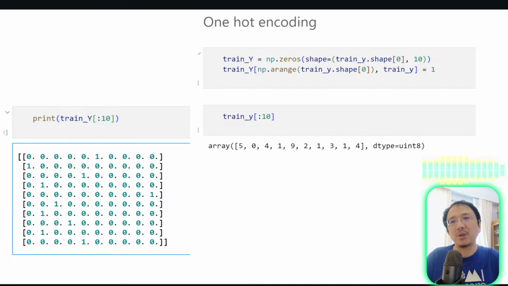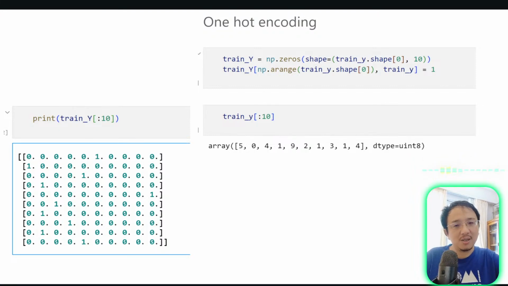So what is one-hot encoding? Every digit does not have a numerical meaning. It's just a category. So we use a vector to represent each category. This vector has a length of 10. We use 1, 0, 0, 0, 0, 0 to represent the first category, and 0, 1, 0, 0, 0, 0, 0 to represent the second one. And of course, 0, 0, 1, 0, 0, 0 to represent the third one.